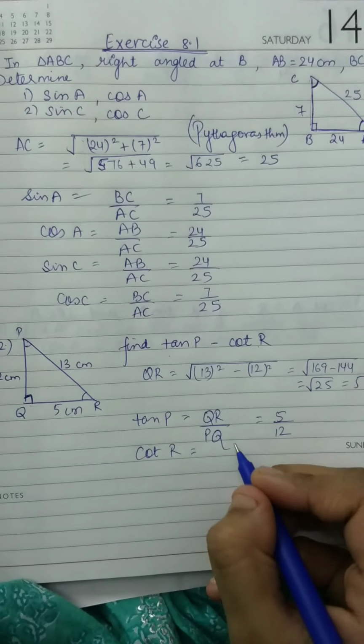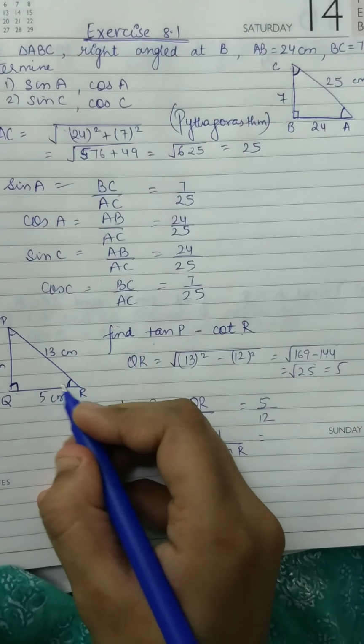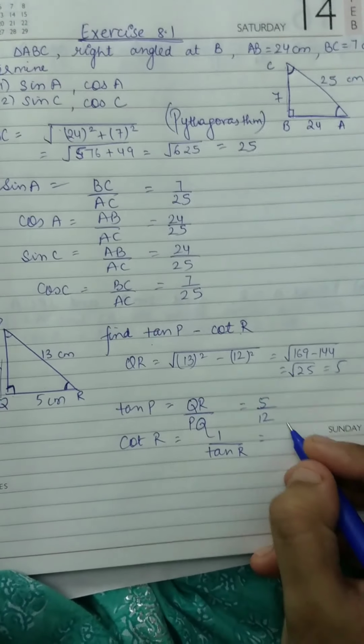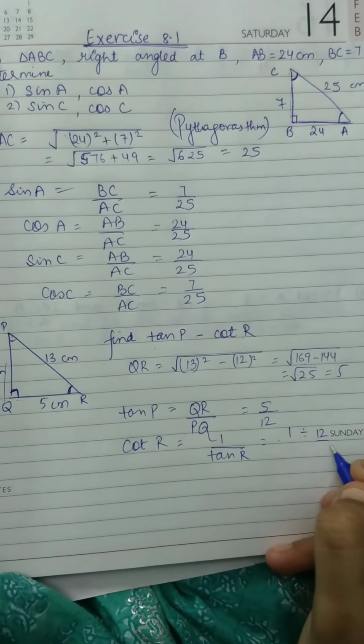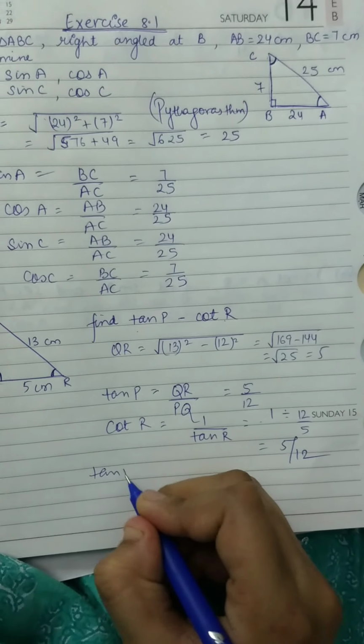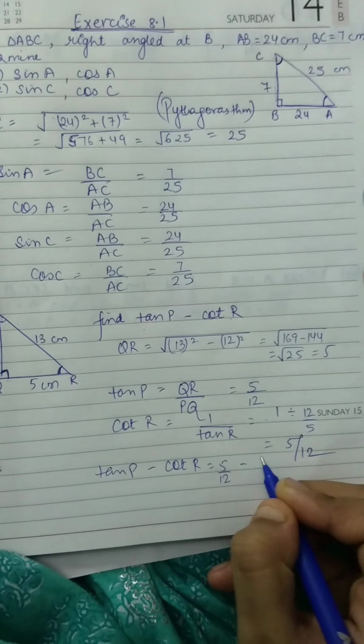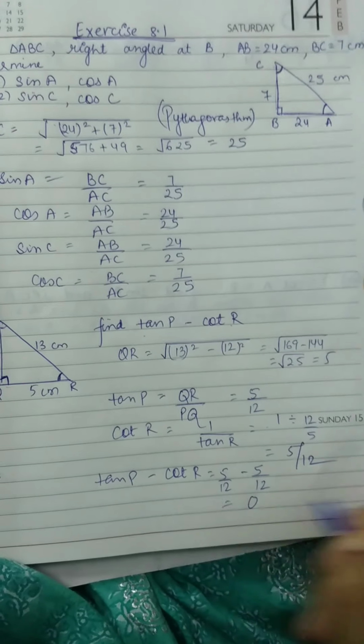Now cot R. Cot R is the reciprocal of tan R. Tan R gives us 12 upon 5. So 1 divided by 12 upon 5 is 5 upon 12. So the difference of tan P and cot R gives us 5 by 12 minus 5 by 12 is 0.